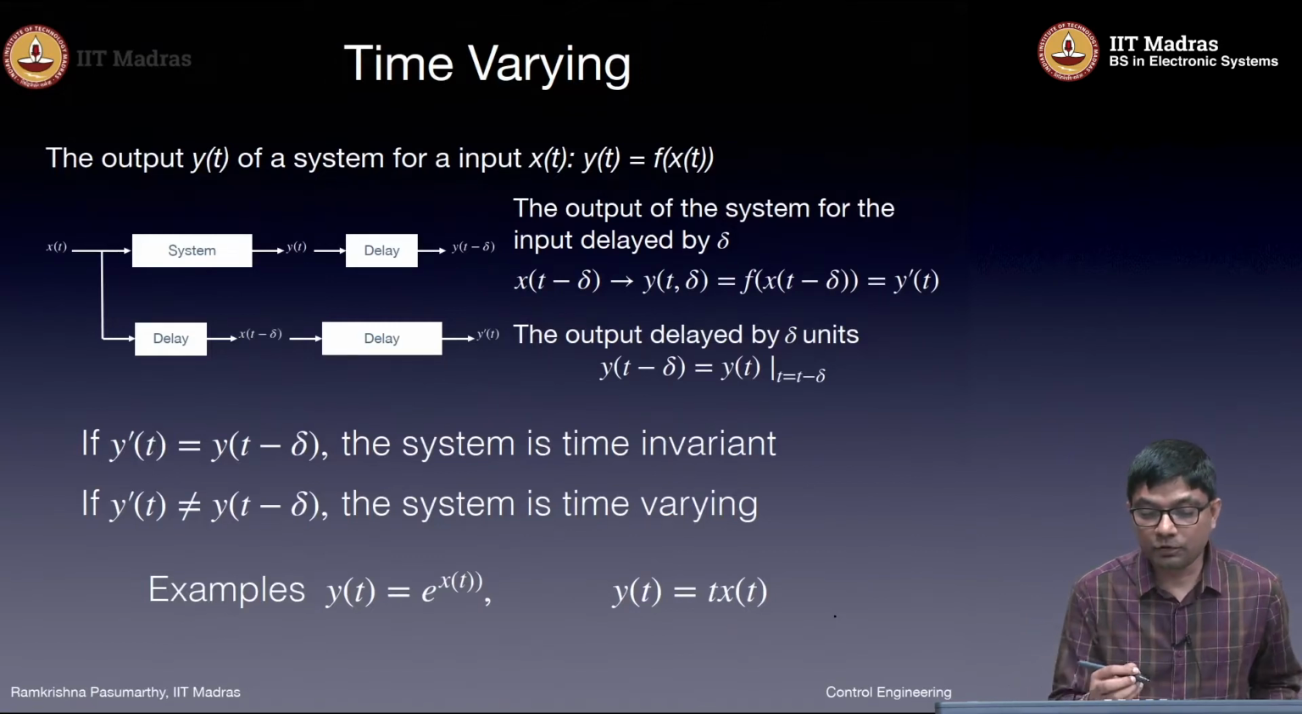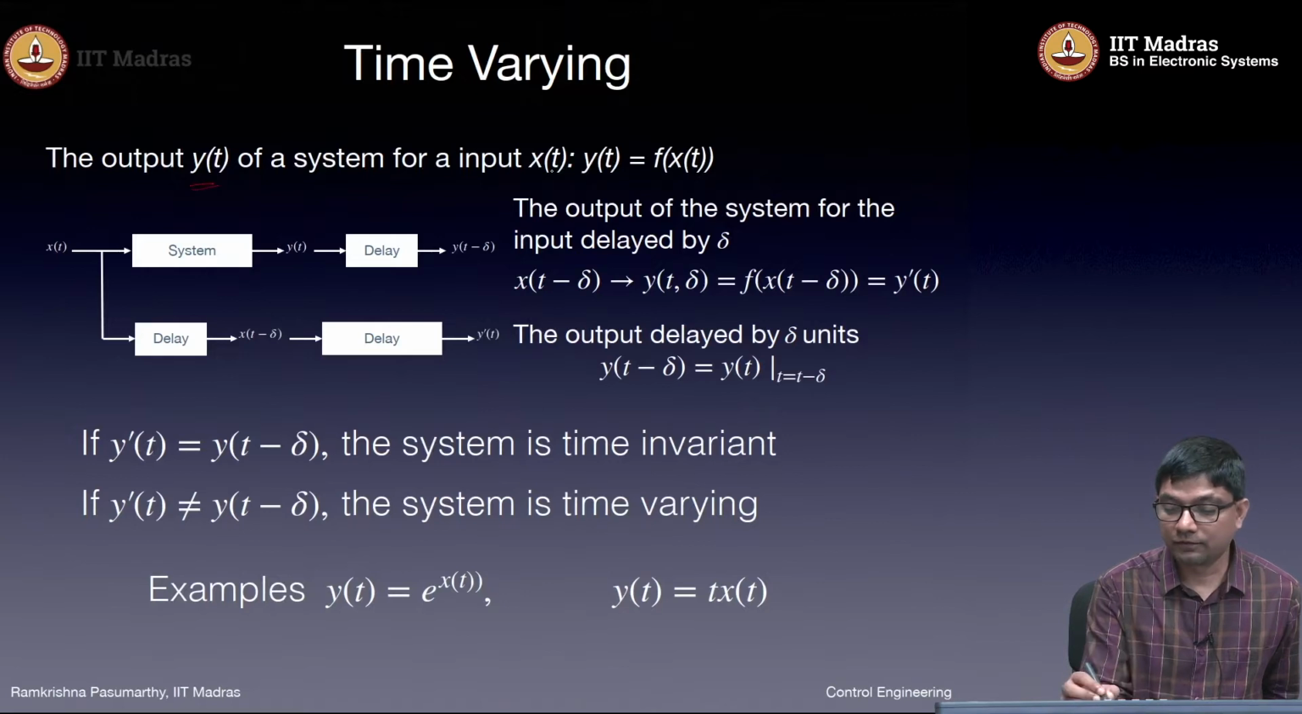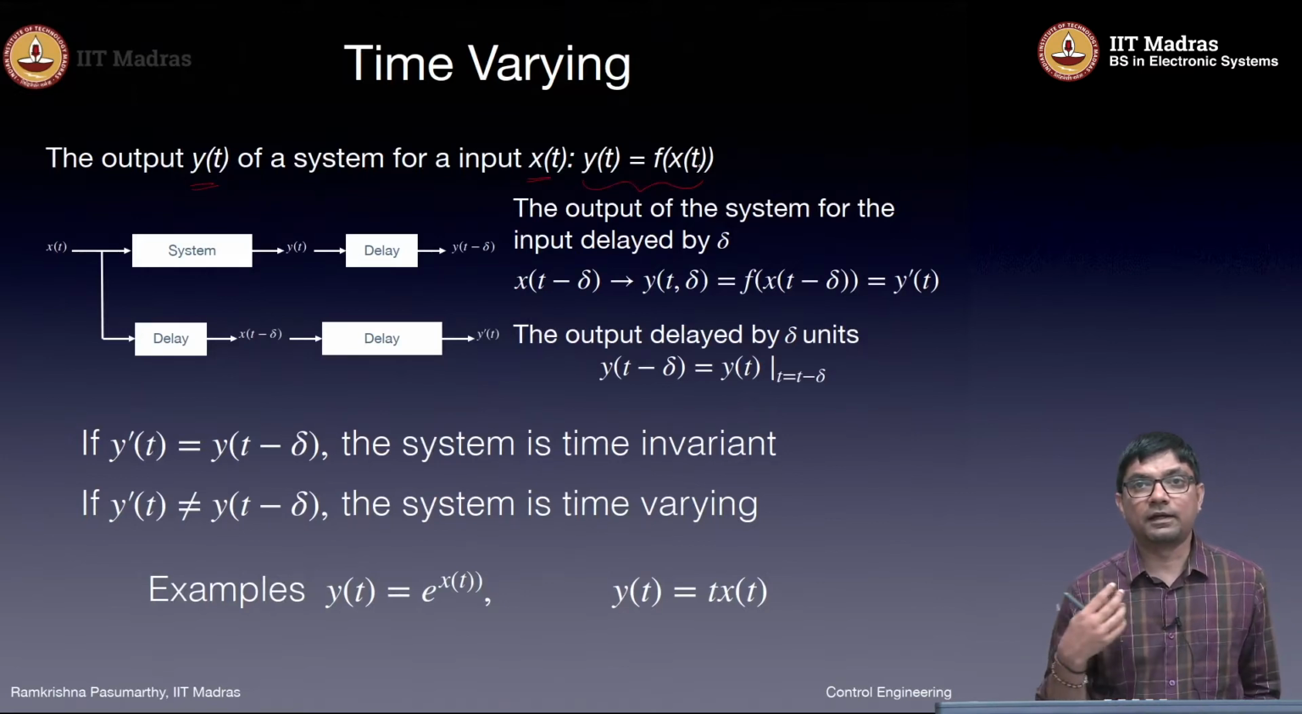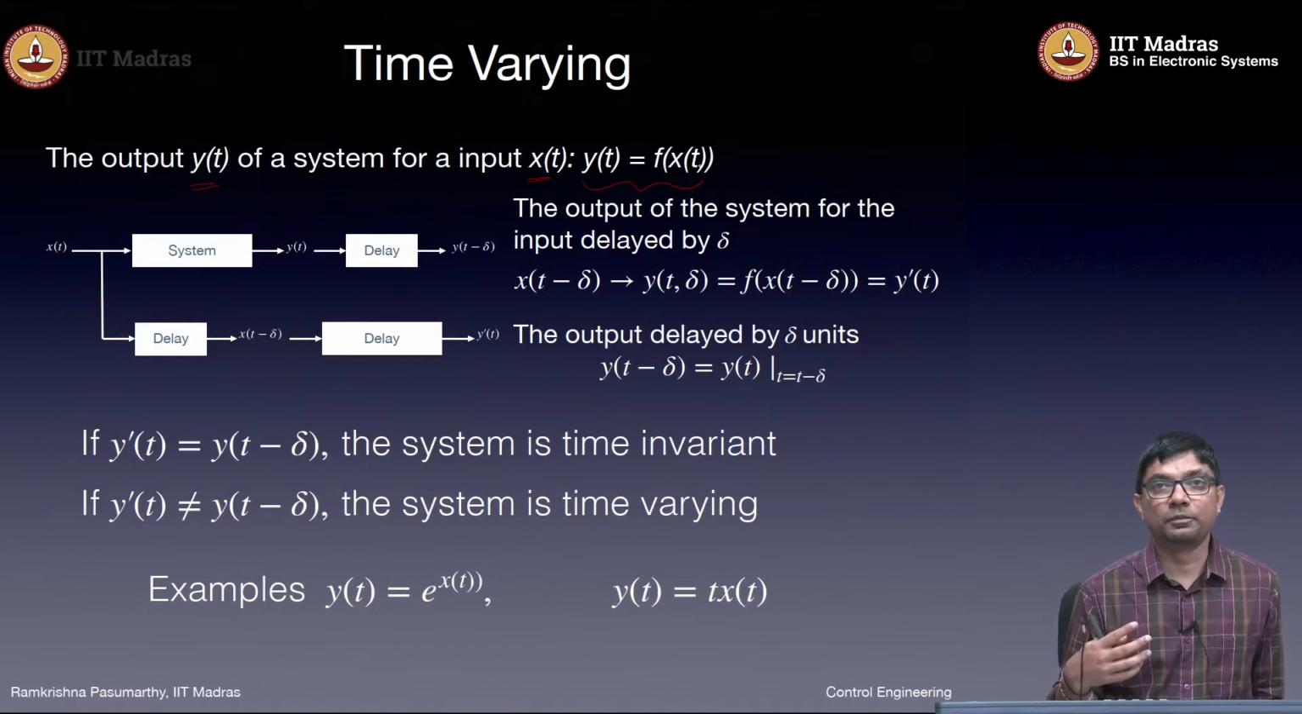The output of a system y of t for an input x of t will be some function. Now, I do not really classify this as linear or non-linear, it could be whatever, because we understand static and dynamic, and we also understand linear and non-linear. So, this could be whatever.